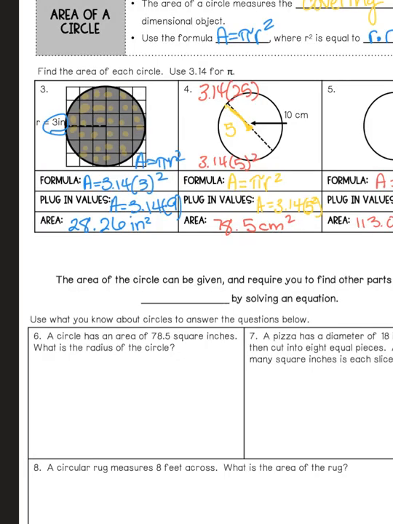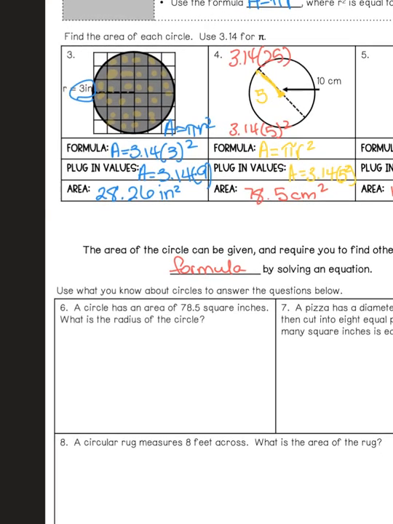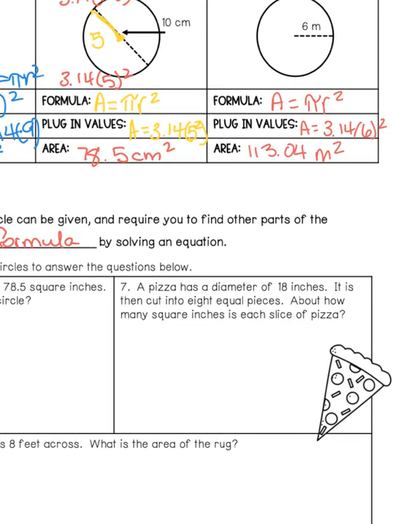Okay, so the area of a circle can be given and require you to find other parts of the formula by solving the equation. For example, number 6, a circle has an area of 78.5 square inches. What's the radius of the circle? We're not going to actually do this, but this is where you would just be plugging in numbers with your formula, A equals pi r squared, to figure out your radius and solving the equation. But we're going to skip that one. We're going to go to number 7 over here.